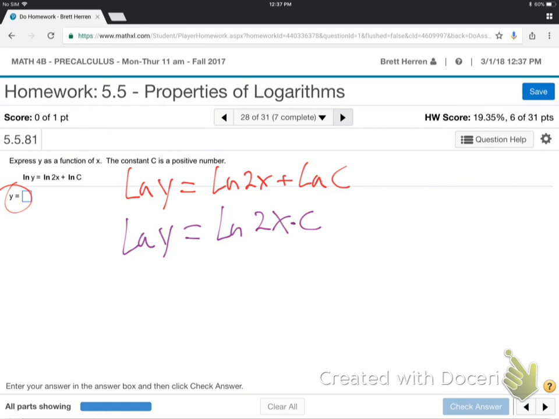I'd say I just use property 1. Two logs added, one log times. Right? Harder job for one log, multiplying. Easier for two adding. Right? Now do the e thing. Now do the e, boom, boom. So y equals 2x times c.